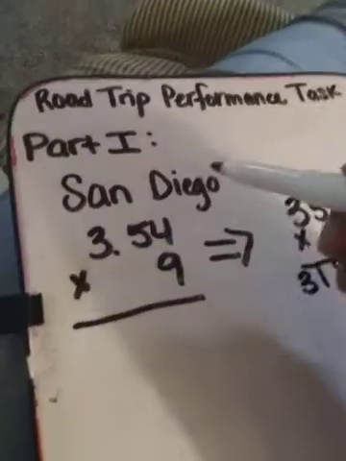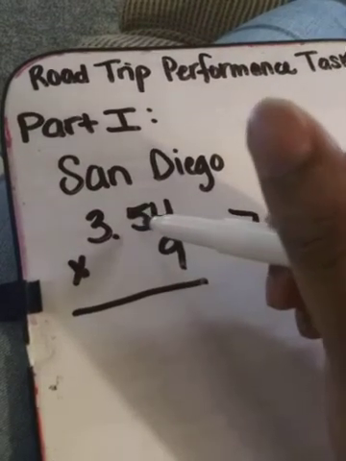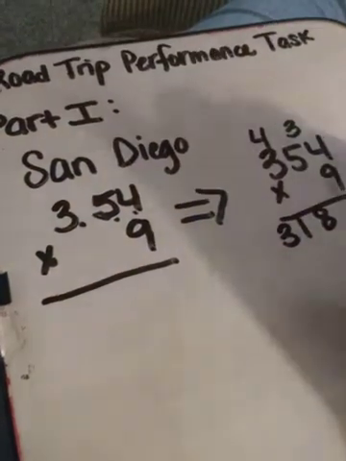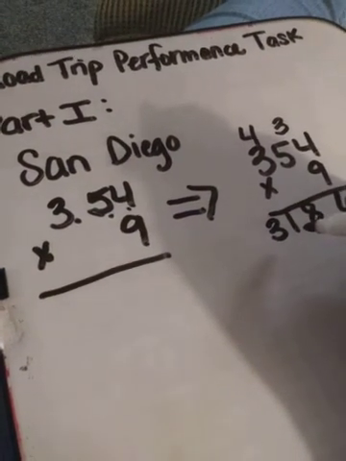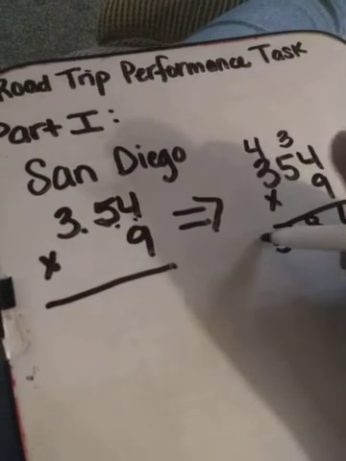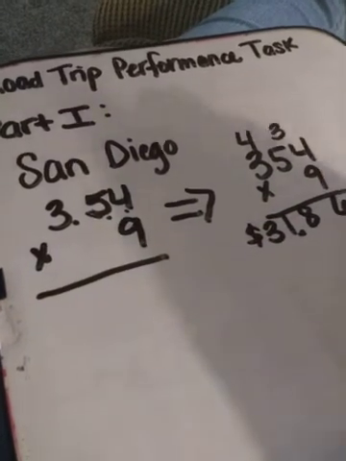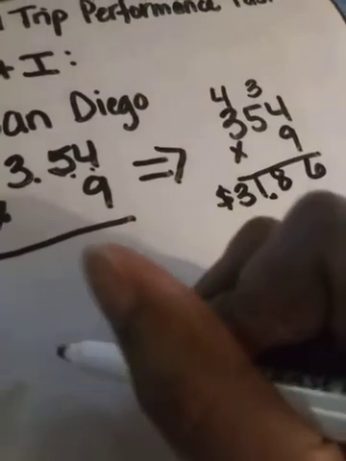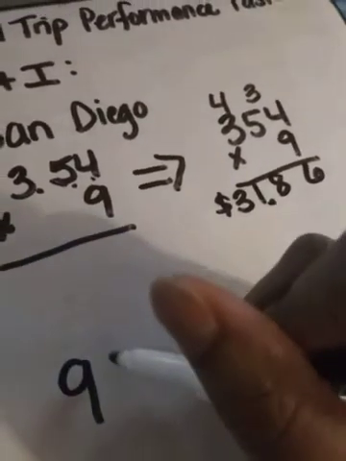So now I go back to the original numbers here. How many numbers are to the right of the decimal point? 2. So that means that my answer is going to have 2 numbers to the right of the decimal point. That means my answer is going to be $31.86 in gas. If I was to do this the other way, I can make a box with these numbers if I absolutely need to.